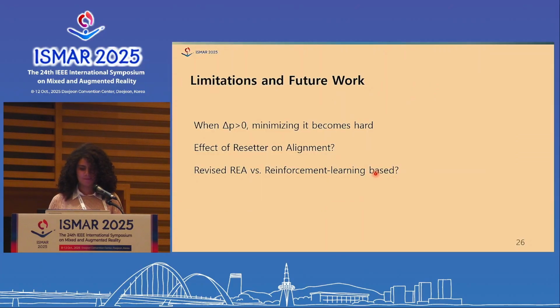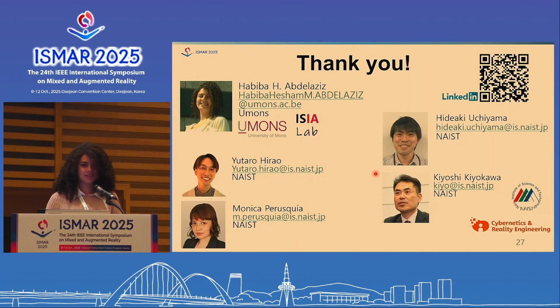Of course, there are still limitations to our work. For example, when delta p is not initially 0, we found it really hard to minimize it given the nature of redirected walking techniques. Also, in our condition, the users didn't need resets at all, so the effect of resetting on alignment still needs to be tested. We also plan to compare that with reinforcement-based learning techniques, especially in irregular environments. And that's it. Thank you so much for listening.